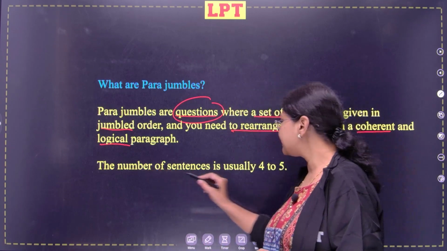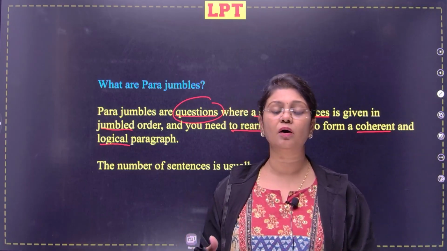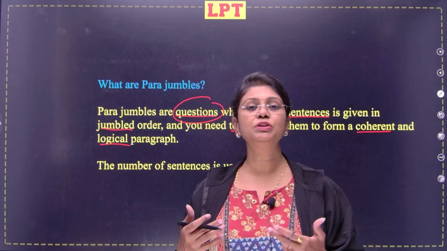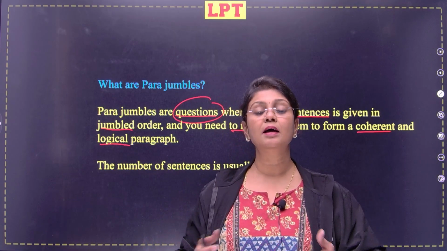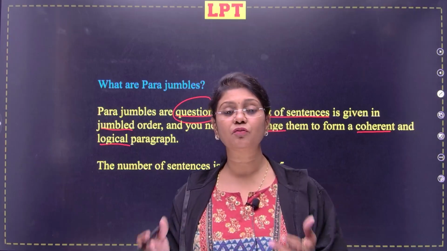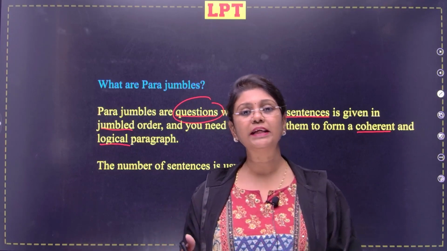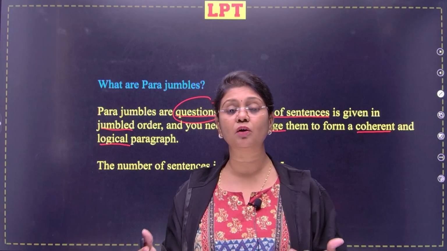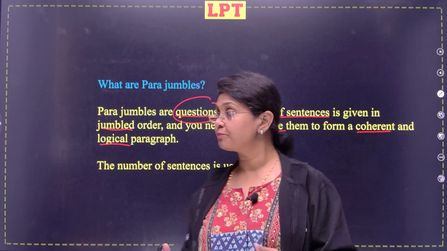The number of sentences is usually 4 to 5. So if you look at the current pattern of IPMAT Indore, they generally give you 5 sentences, although you cannot rule out 4 sentences as well. Otherwise, if there is a deviation from these standard practices, then we have no idea. But 4 to 5 sentences is the norm in the last couple of years, and that is what we are expecting for next year as well.